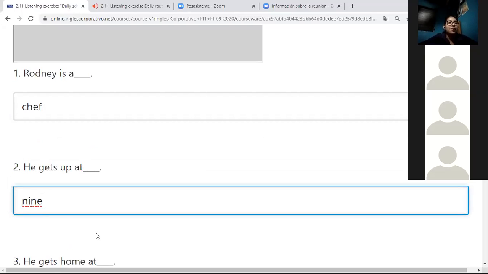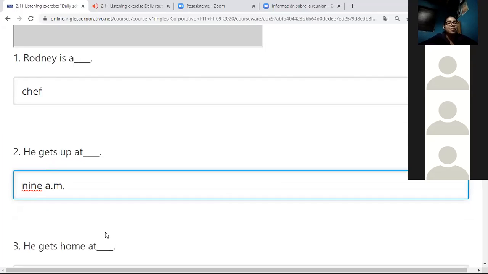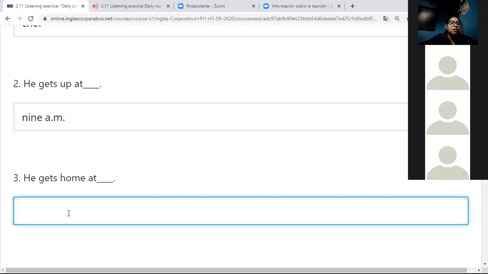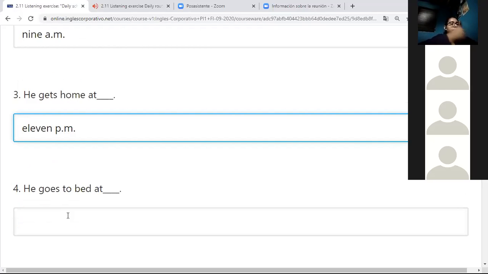9 a.m. Solo que aquí no sé cómo poner el a.m. Lo vamos a poner así, a ver si no sale bien. Si no, solo lo dejamos 9, right? Number 3, he gets home at? 11 p.m. 11, right? 11 p.m. Okay, and he goes to bed. ¿Hasta qué hora se va a la cama el pobre Rodney?